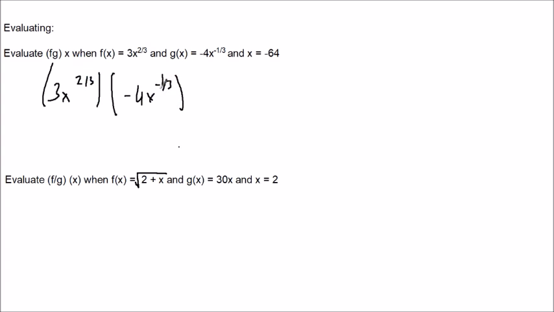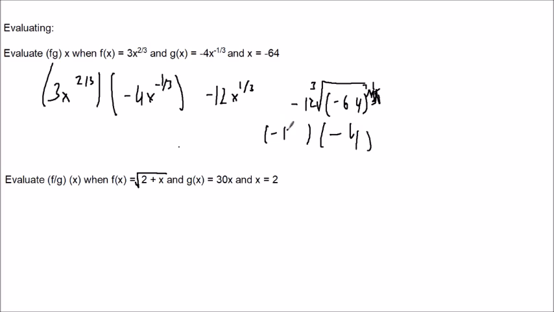So 2/3 times 2/3 plus negative 1/3 is 1/3, and then 3 times negative 4 is negative 12. So negative 12x to the 1/3. And then if we plug negative 64 in, negative 12 times negative 64 to the 1/3. We all know what negative 64 to the 1/3 is equal to. It is the third root, so we can get rid of that. And then the third root of negative 64 is negative 4. So we got negative 4 and then negative 12 on the outside, which will give us 48. There you go. 48 is the answer.